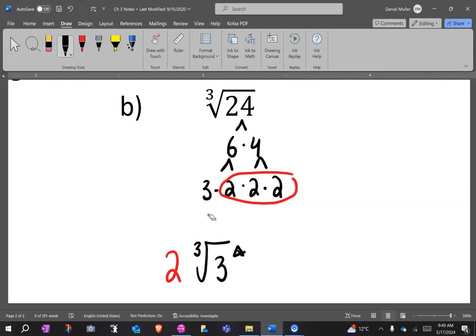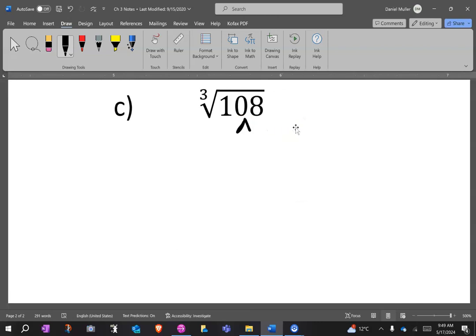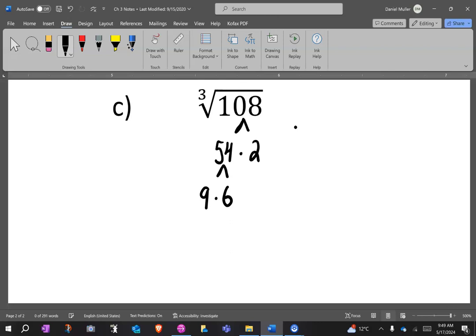So let's take a look here at question C. I'll just box this. 108. So we have to break up 108. Sometimes these numbers get pretty large, and the easiest way is to cut them in half. So 54 times 2. And 54, I know that to be 9 times 6. The 2 we can't do anything with. It's already lowest. We're just going to bring that down. 9 is 3 times 3. 6 is 3 times 2.